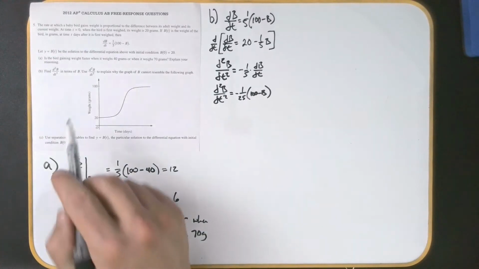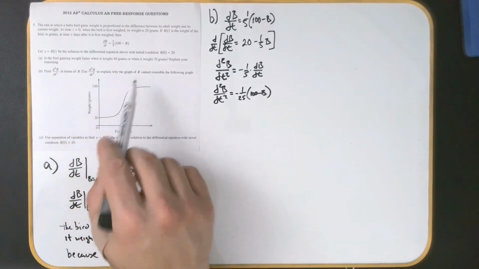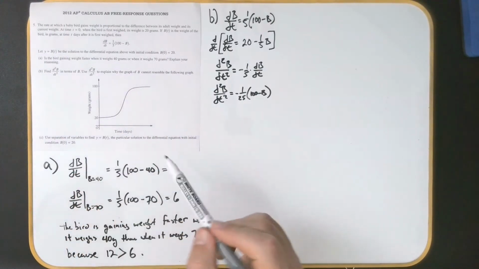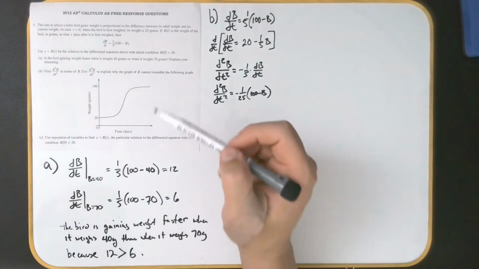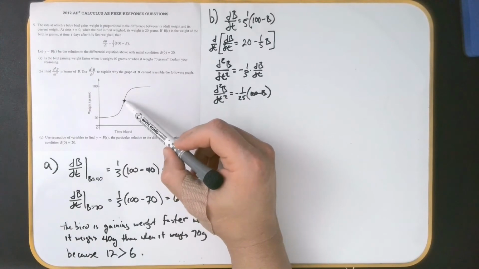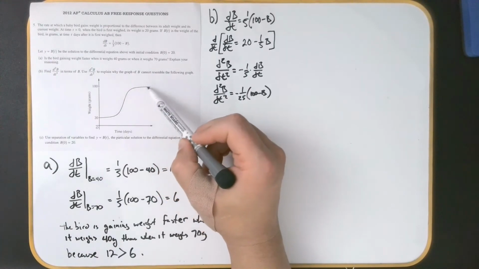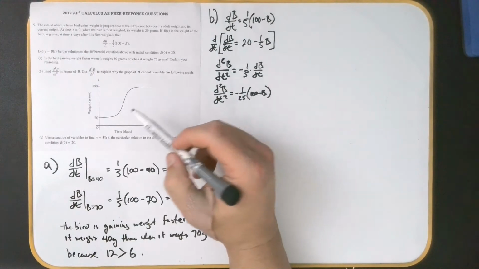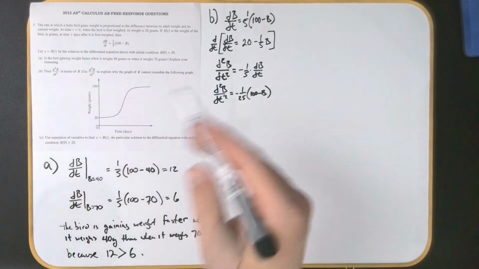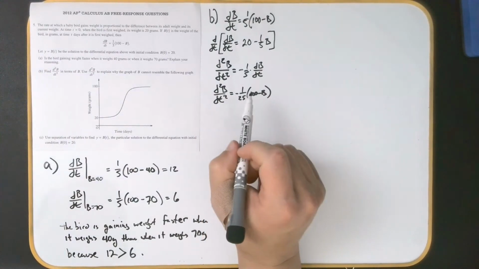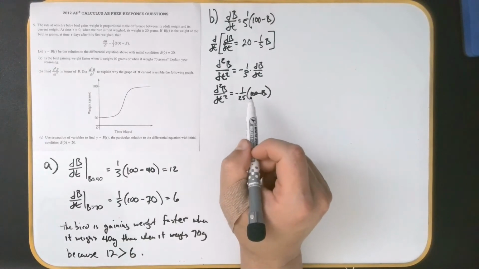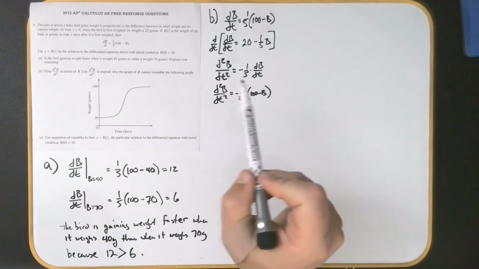Then the question says, use that to explain why the graph of b cannot resemble the graph they gave us. That's interesting. Well, let's look at the graph they gave us. It looks like the graph they gave us is increasing the whole time, and it looks like we have a point of concavity change. Now, when you see second derivative, that's a big hint that they want us to look at the concavity. So let's read the question again. There's a hint in here.